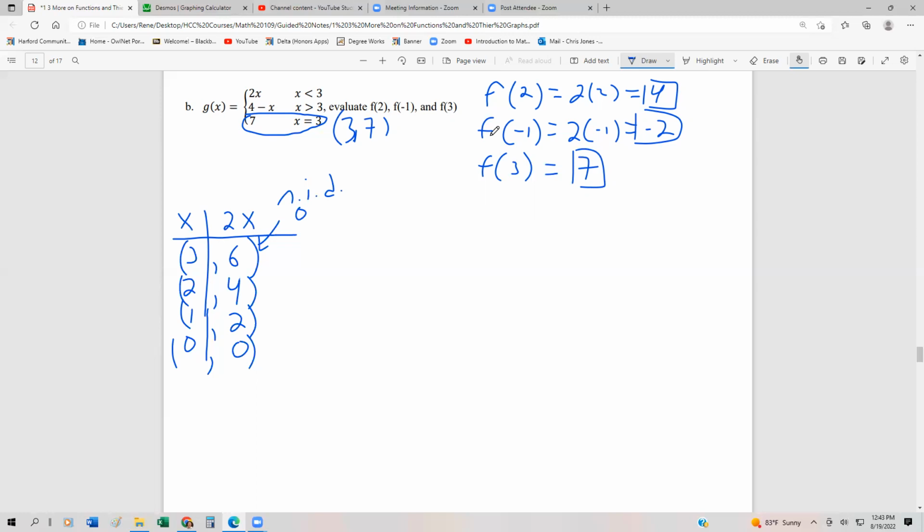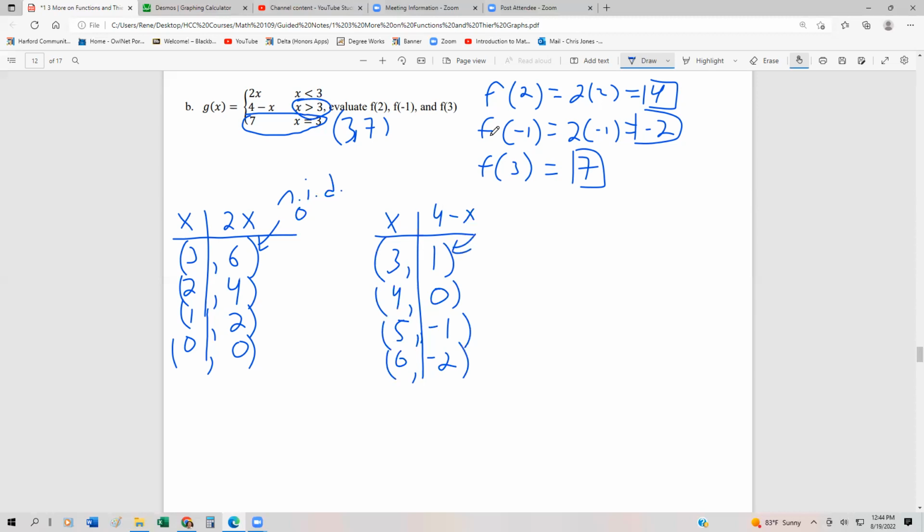We're going to do the same thing with 4 minus x. So we have our x, and then we have our 4 minus x, and that's for when x is greater than 3, right? So we're going to start at 3, so maybe 3, 4, 5, and 6. And then if we just subtract the number x each time, 4 minus 3 is 1, 4 minus 4 is 0, 4 minus 5 is -1, 4 minus 6 is going to be -2. And again, these are ordered pairs, but we notice that this is not in the domain. And we're just going to represent that by an open circle.